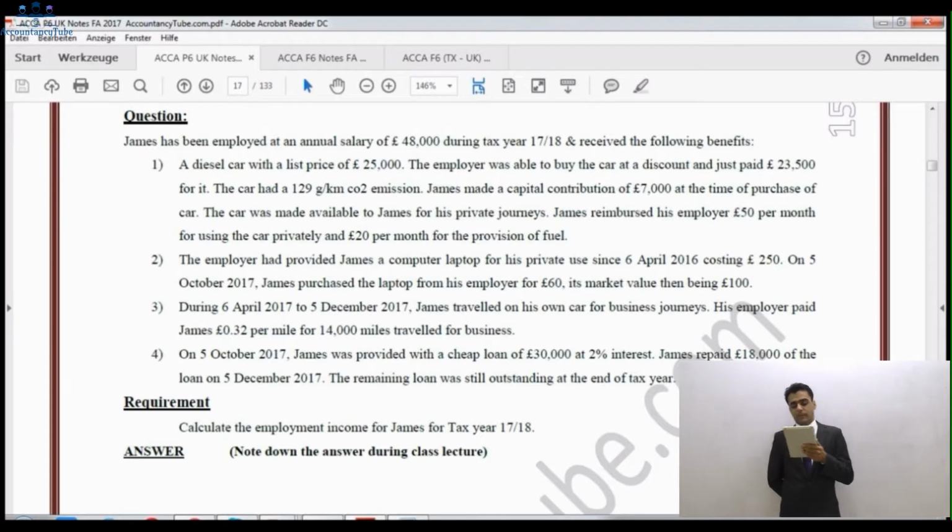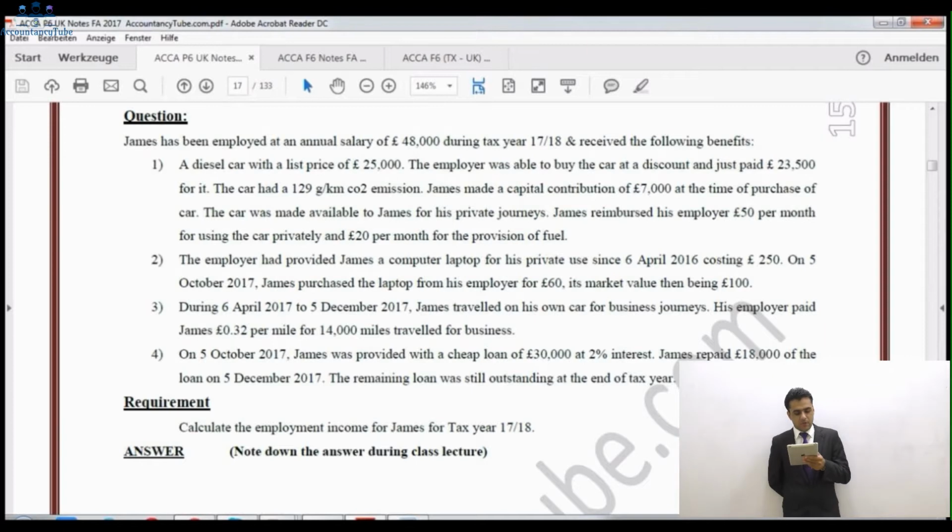Although the £50 reimbursement for the private use of the car will be deducted, we cannot deduct the reimbursement towards the fuel. It will never be deducted. Although we can deduct the reimbursement for the use of the car, we cannot deduct any portion for the fuel, so we will not deduct this amount. Right, so that's how we will calculate the car benefit. On top of that, because the private fuel is provided, we will calculate the fuel benefit as well.